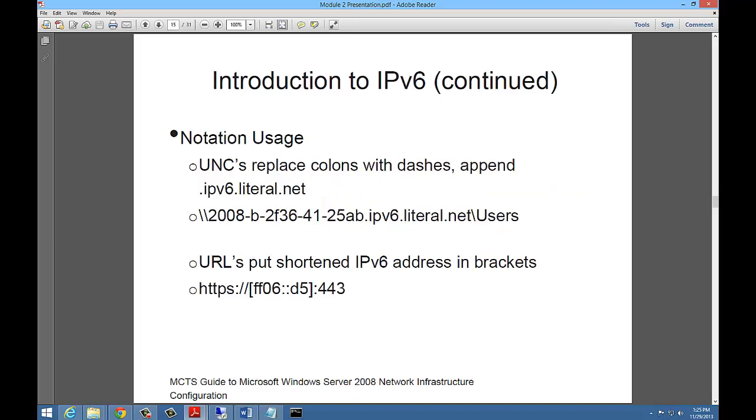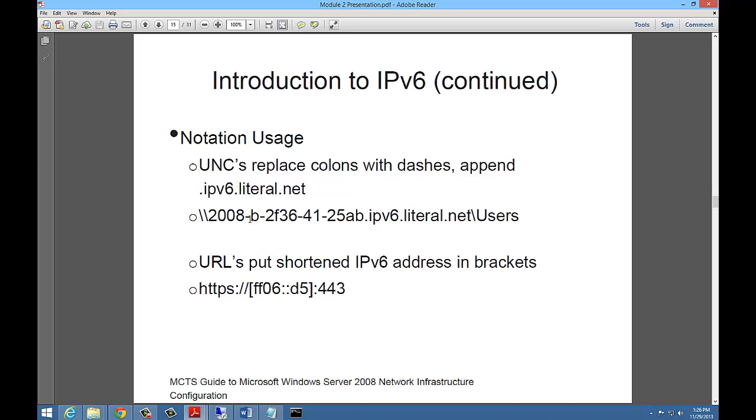So, notation usage. If you recall from your previous classes, you used universal naming conventions to get to shares. You would do a // from a run command, put in the server name, and then you could see the share name. If you use that same logic with version 6 and put in the IP address instead of just the name, the IP address is written by replacing colons with dashes. You would use the minus key as a dash, and that would allow you to see the UNC path to an IP address on version 6.